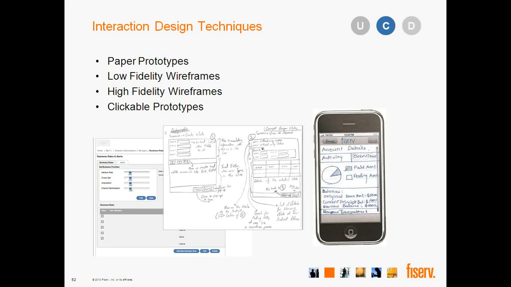For low fidelity prototypes, we use different tools, starting from PowerPoint, Visio, going towards Axure or Just in Mind. So different tools can be used appropriately based on what level of detail of the wireframe your stakeholders expect. And going forward, you can even create clickable prototypes.